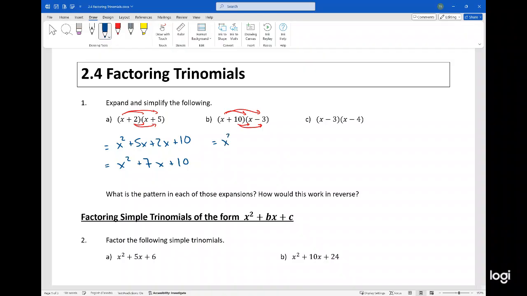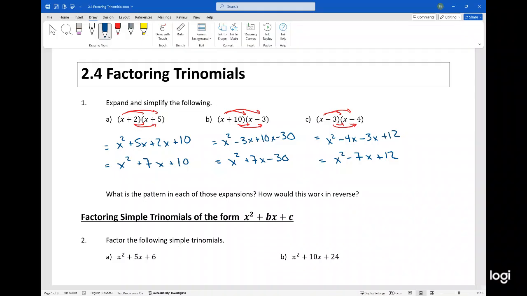We get x squared minus 3x plus 10x minus 30, which simplifies down to x squared plus 7x minus 30. And finally, this one, if we do the little arrows, my messy little arrows, we get x squared minus 4x minus 3x plus 12. And that's x squared minus 7x plus 12.